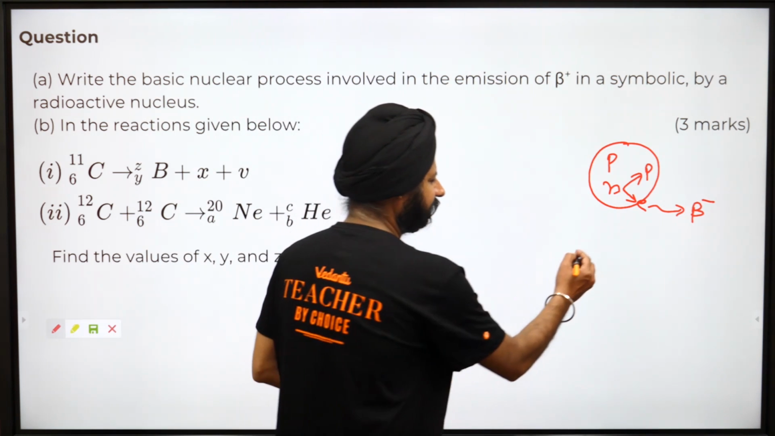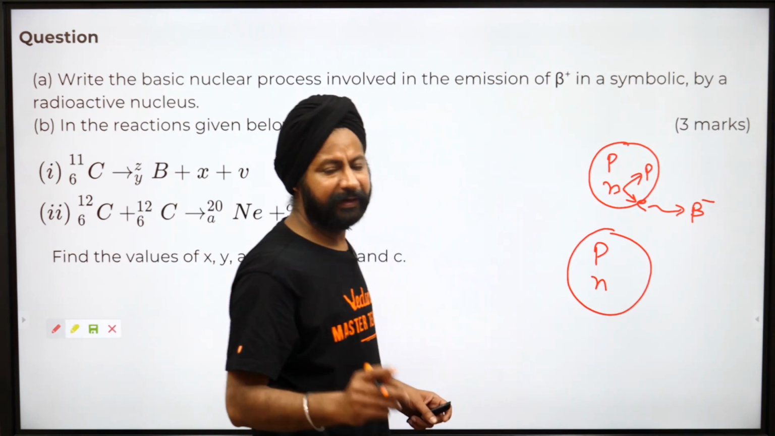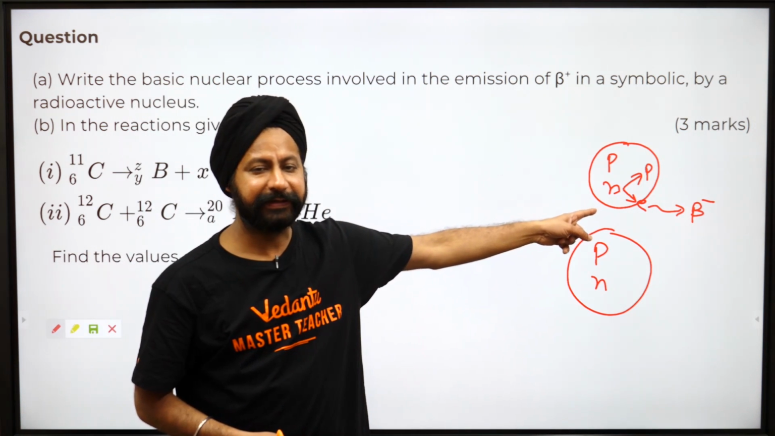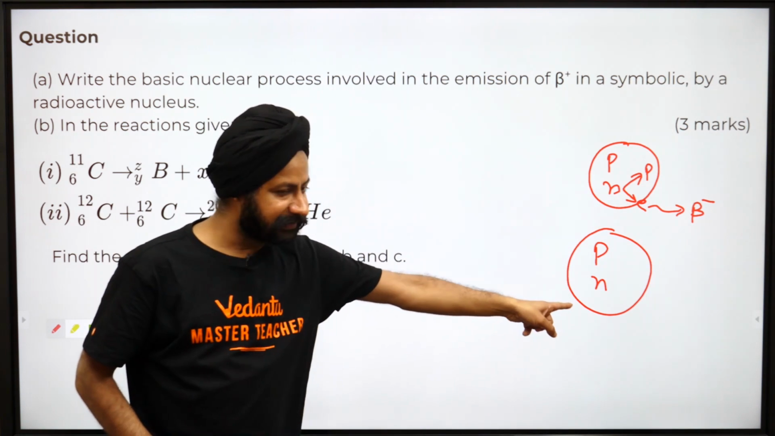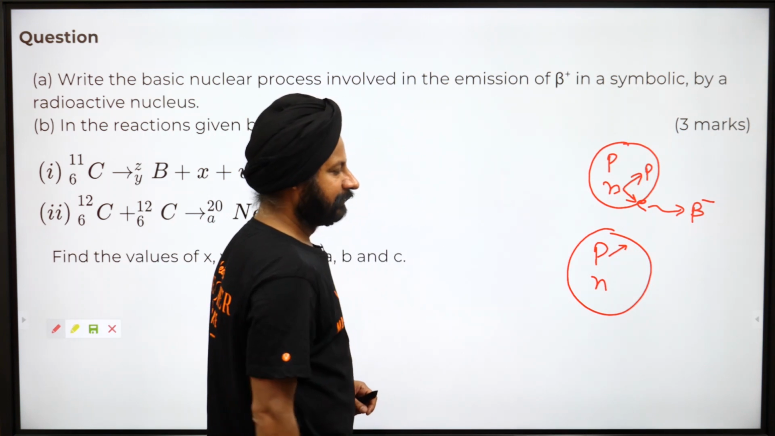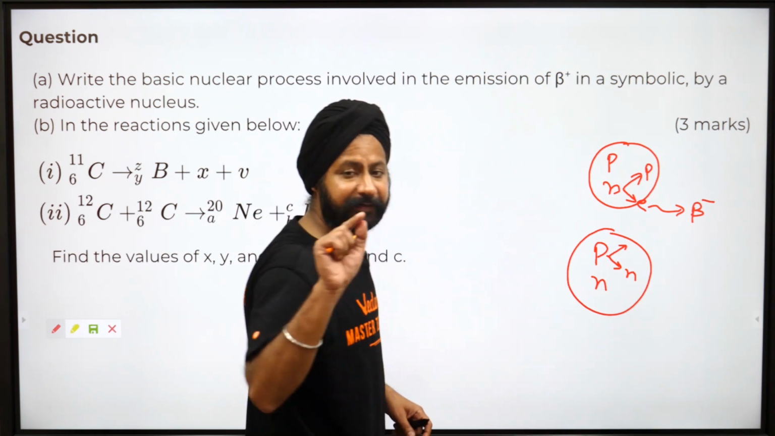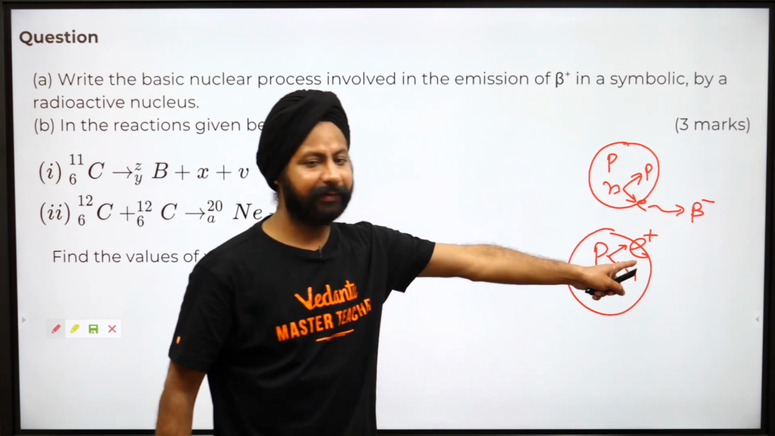Beta positive का क्या है? Beta positive की story ये है, and when does this happen, I will suggest that you read it, because whenever there is an imbalance, more number of neutrons, then stability, then this happens. If the number of protons is more, this will happen. So what happens in this case is this converts into a neutron and a positively charged electron, positron, and this is the beta positive here.